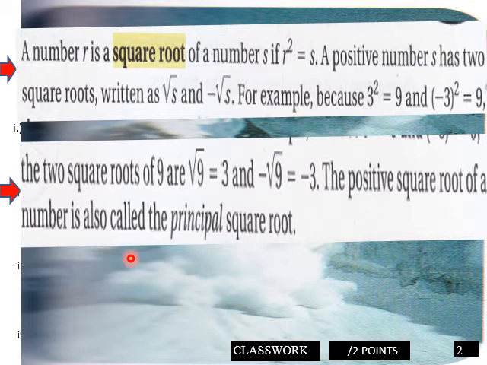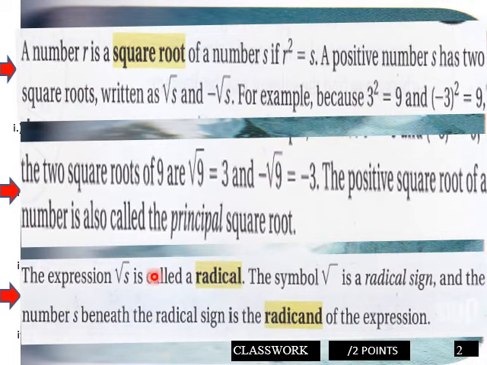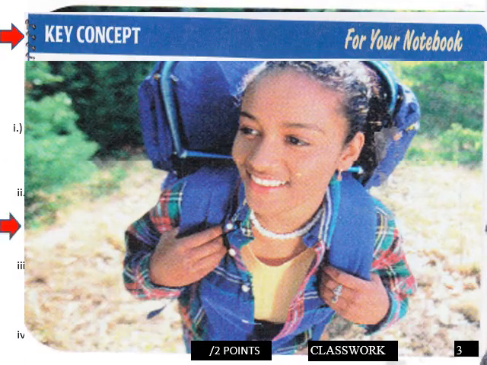The positive square root of a number is also called the principal square root. The expression radical s is called a radical. The symbol is a radical sign, and the s beneath the radical sign is the radicand of the expression.